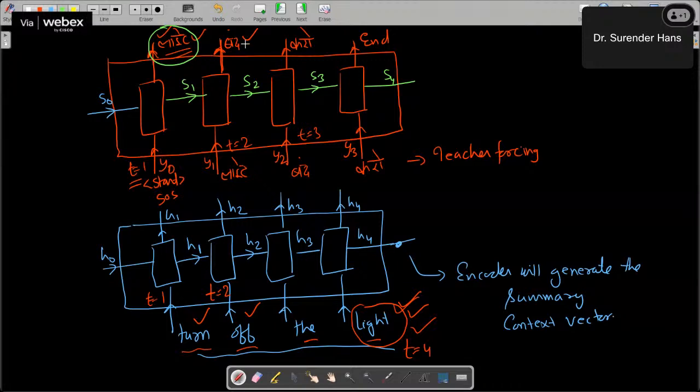To print this word, we have to pass these two pieces of information, these two words at t equals 1 and t equals 2 of the encoder, to the decoder at t equals 2. So now the point is, are you getting this point?